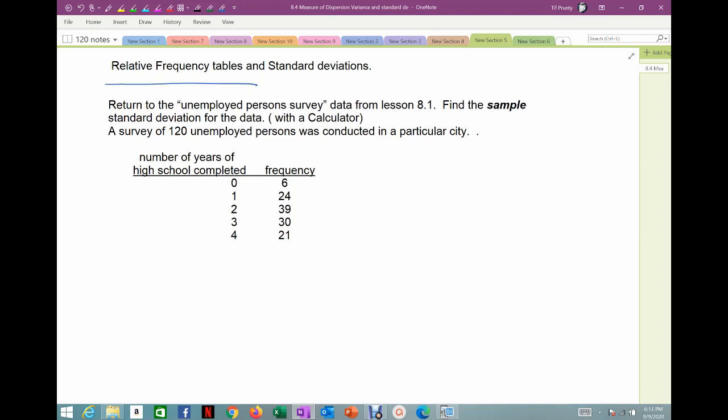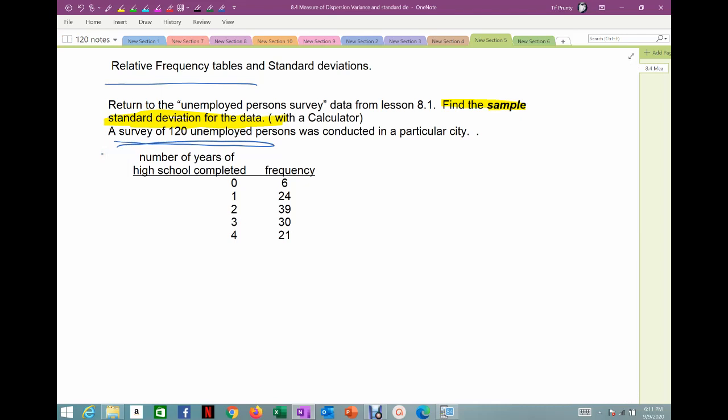So I'm going to go back to the employee problem, and again, remember, it's different when it's a sample than when it's a population. The problem will always tell you, and it should make sense. This one says, find the sample standard deviation, and it matters. We surveyed 120 unemployed people. There's more than 120 unemployed people in the world, so that's a small sample of the unemployed people.